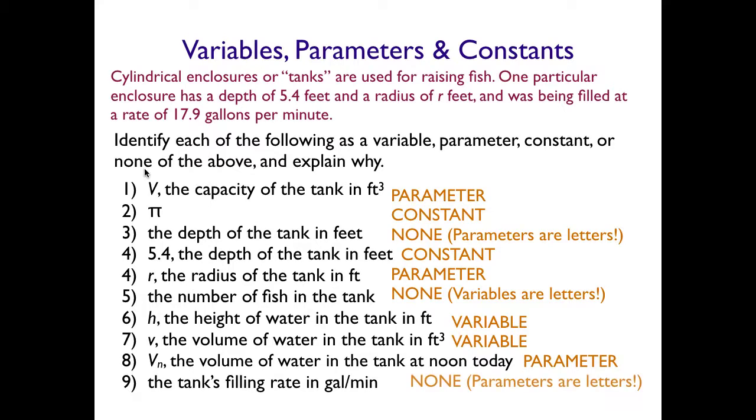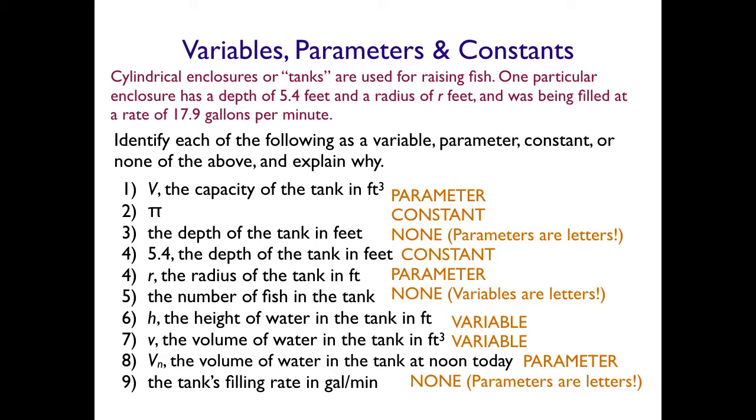And number 9 doesn't have a symbol. It's just a description of something that is actually a constant rate. But regardless, there's not a symbol for this, so I can't call it a parameter. If I said K is the tank's filling rate in gallons per minute, then K would be a parameter. I would actually know K's value, which is constant.